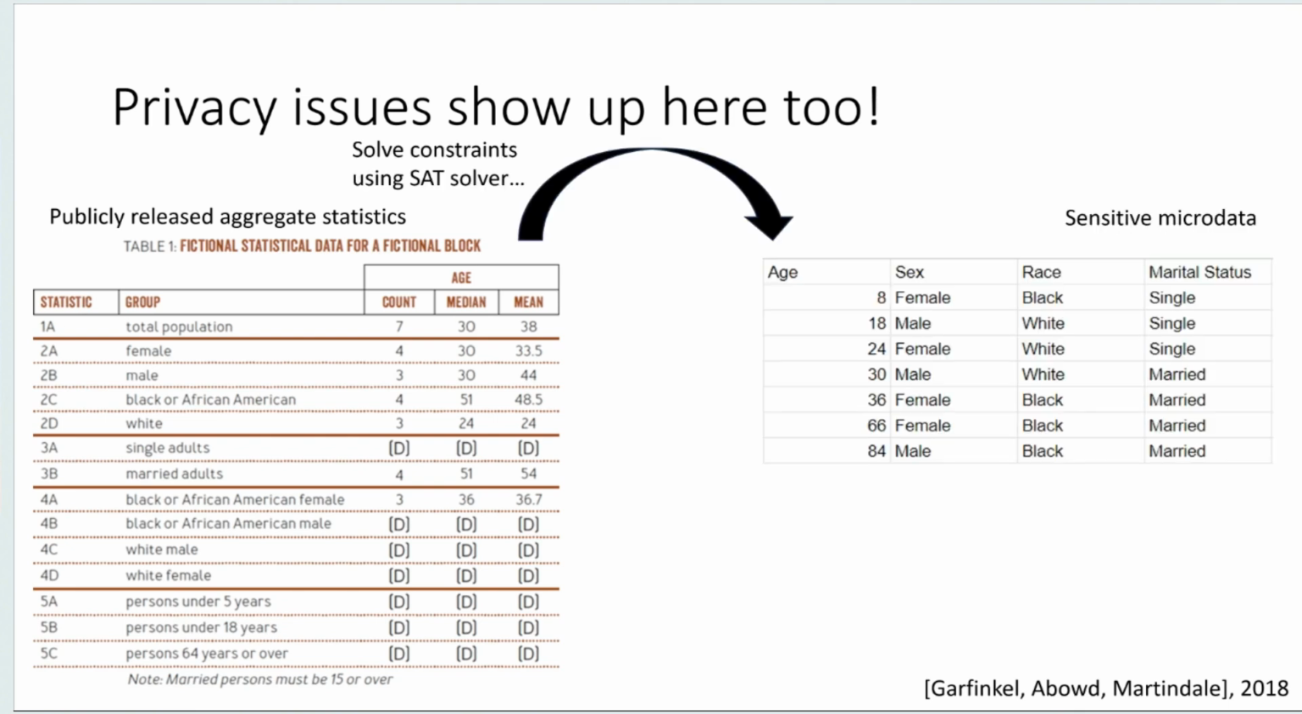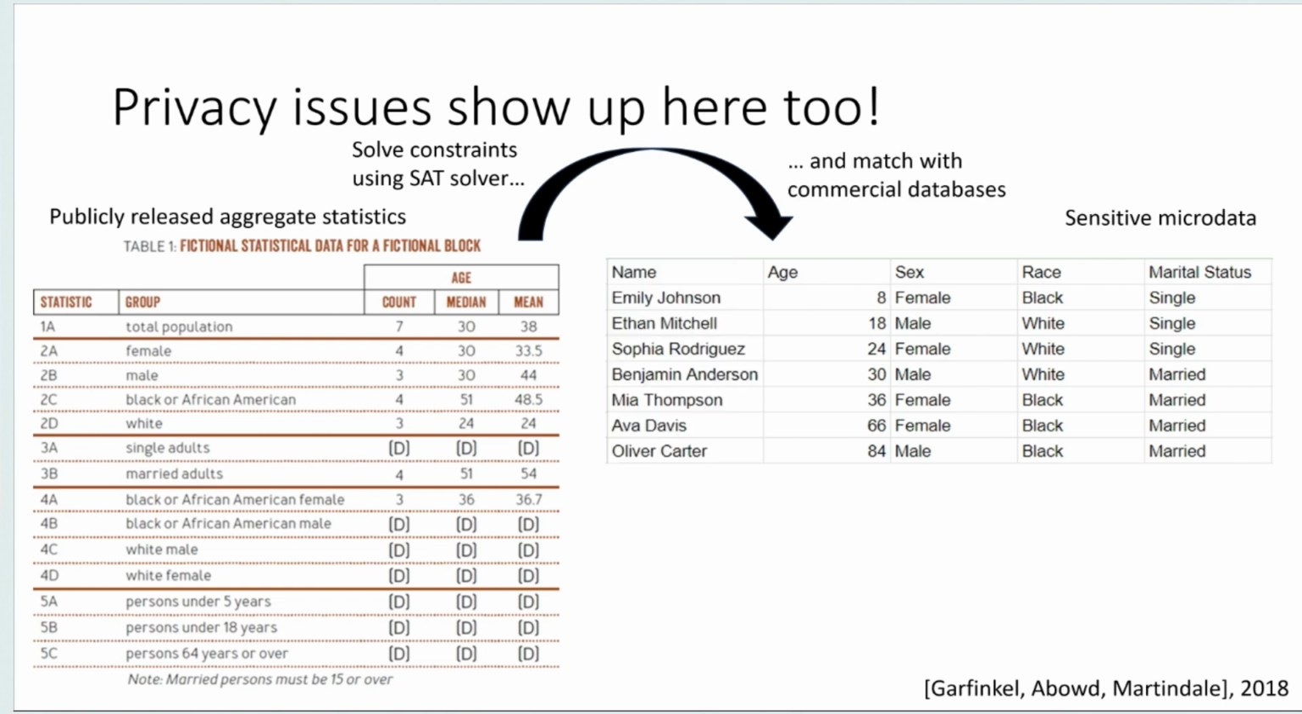Unfortunately, that's not the case. In particular, using techniques known as SAT solvers and solving the implied constraints, it's possible to actually reconstruct this sensitive microdata, which is exactly what was trying to be protected in the first place. And even worse, if you match this with some attainable commercial databases, you can actually re-identify individuals who are in the data set and their sensitive attributes.